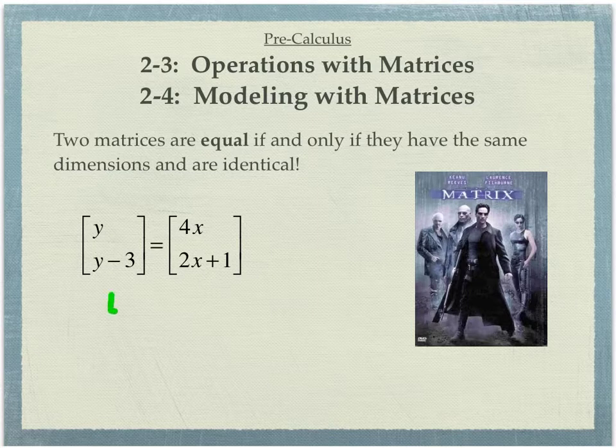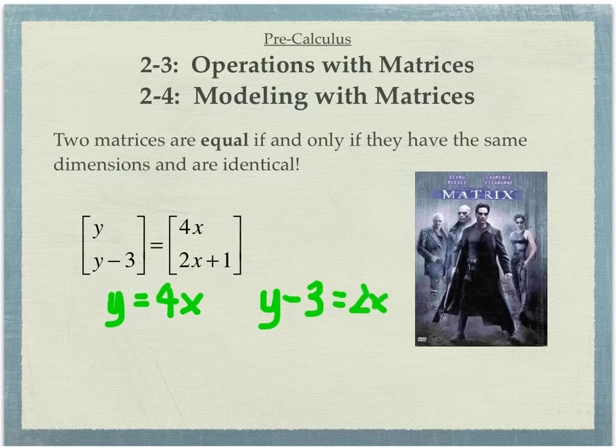So for instance, in this case, we would have to say that y equals 4x. And we would also say that y minus 3 equals 2x plus 1, like that. And we see that this ends up to be kind of a system of equations of sorts. So I think maybe your best strategy on something like this might be to do a little substitution.